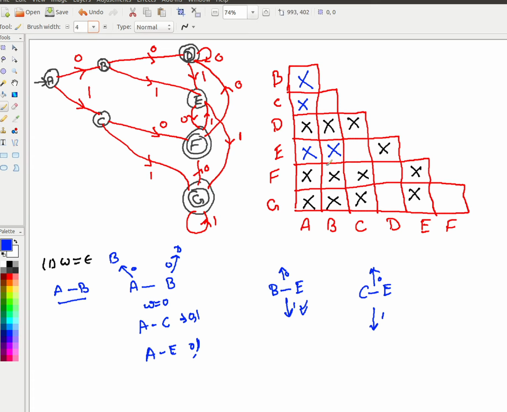What about D and G? D at 0 goes to D, G at 0 goes to F. Both are final, so it's okay. D at 1 goes to E while G at 1 remains there. E is a non-final, G is a final, therefore DG are actually distinguishable. What about F and G? I think F and G are also distinguishable. The reason is which string? G at 1 remains there, F goes to E, the same 1. So 1 will also distinguish F and G. Correct?